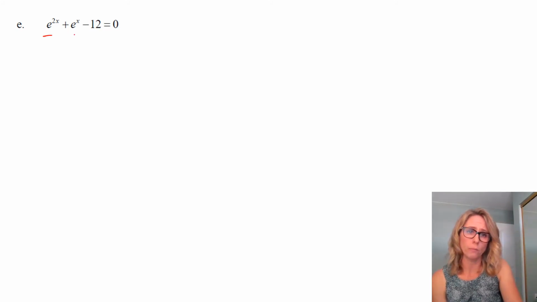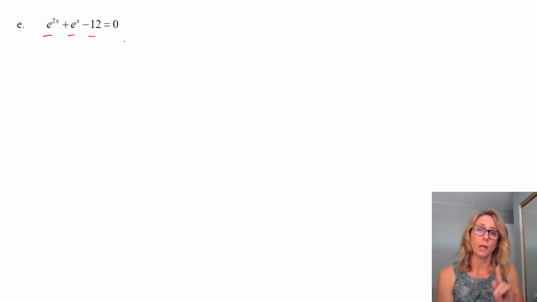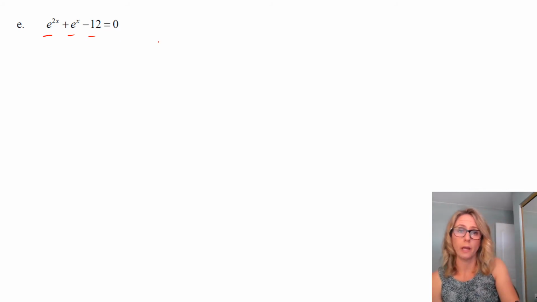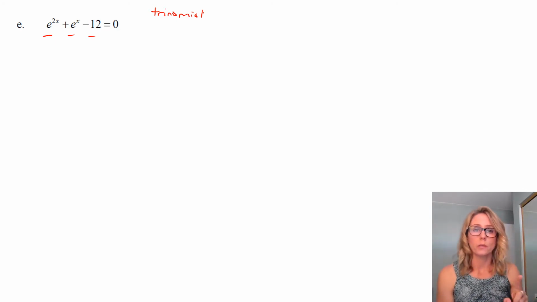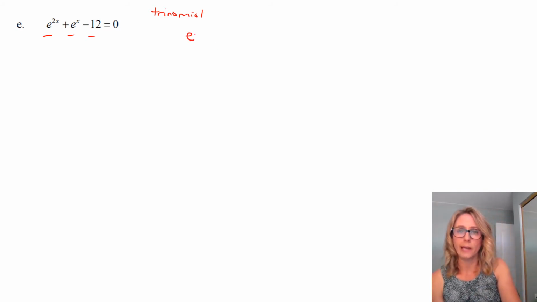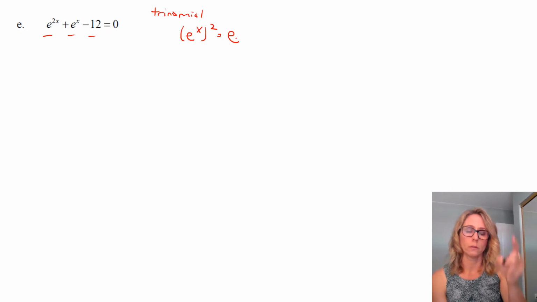We have 3 terms. So you should think trinomial. Your head should say, I have a trinomial. I haven't seen that. I have not seen a trinomial. And what you should notice is two of the terms have an exponent that is a variable. You should notice that e to the 2x and e to the x are what you have. And more importantly, you should recognize that e to the x squared is e to the 2x.